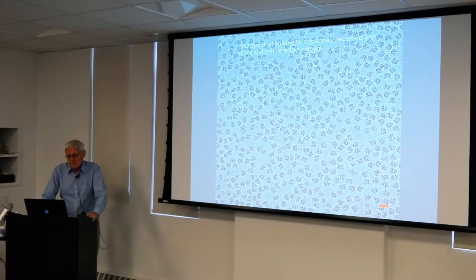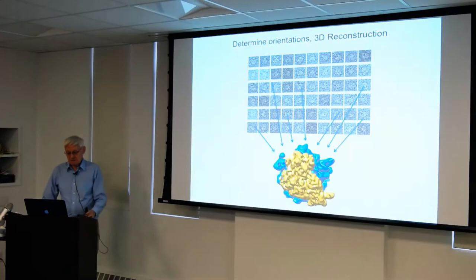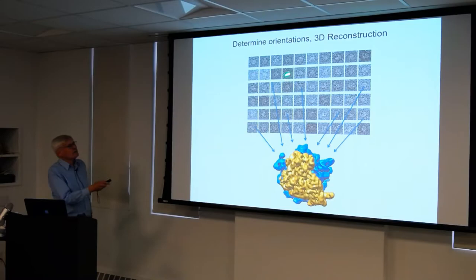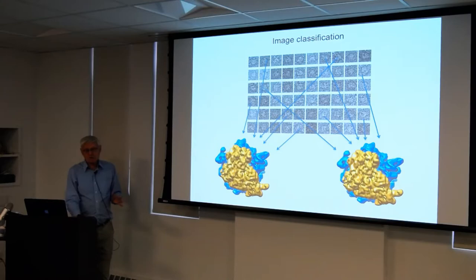This here is a real micrograph of a eukaryotic ribosome with these fantastic new direct detection cameras. You can see how strong the contrast is. The next step is that one determines the orientations with a program and performs a 3D reconstruction. That would assume that they're all the same, and they're not, so there has to be a classification step in between that sorts them out. For instance, in the case that I showed, the two subunits rotate against each other, and at the very least, you want to sort out the ones rotated one way from the ones rotated the other way.